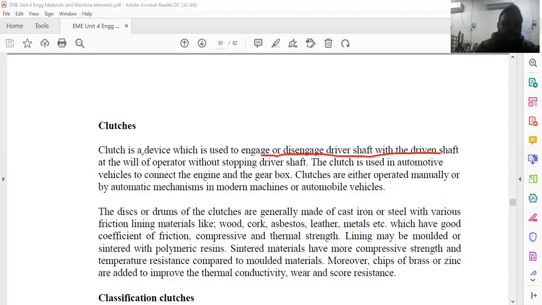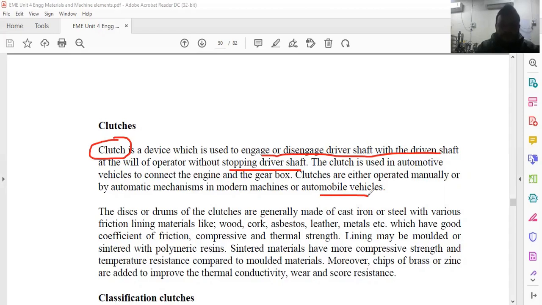The clutch is the element which is normally used for this. Suppose you press the clutch, then disengagement of the driver shaft from the driven shaft takes place. So even without stopping the driver shaft, you can stop the motion from the driver shaft to the driven shaft. That is the main function of the clutch. So the operator, without stopping the driver shaft, can control or stop the motion from the driver shaft to the driven shaft. Normally it is operated manually, or sometimes it is automatic. In automobile vehicles it is normally used.